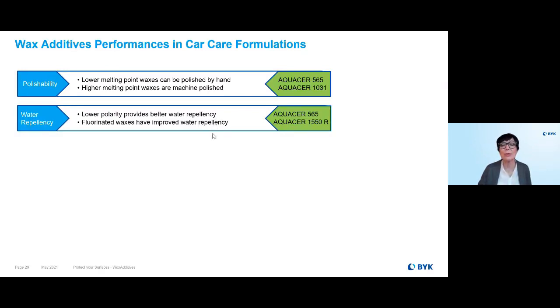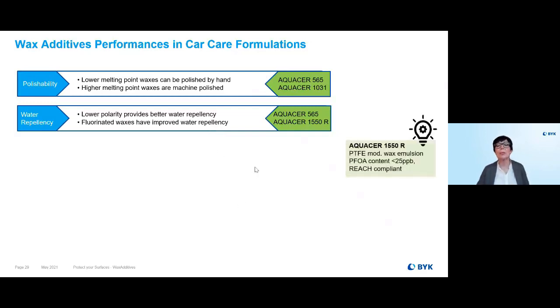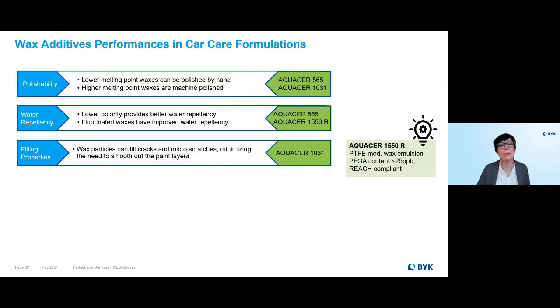But here I'd like to draw your attention as well to the Aquacer 1550R, which is our PTFE modified wax emulsion. And you may have heard about the PFOA issue in the past. Since May last year, to get a REACH compliant product, you have to have a PFOA content below 25 ppb, and that is what the Aquacer 1550R fulfills. So this is a product which you can use easily to get a good water repellency.